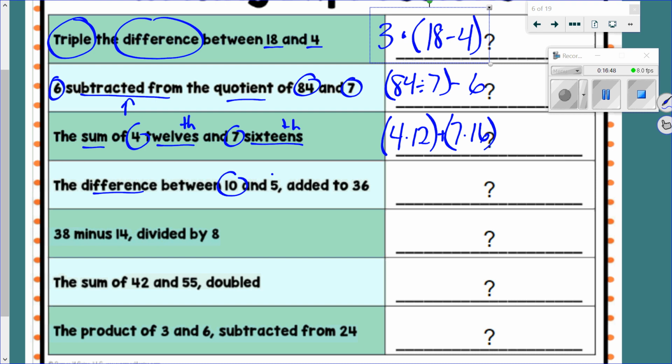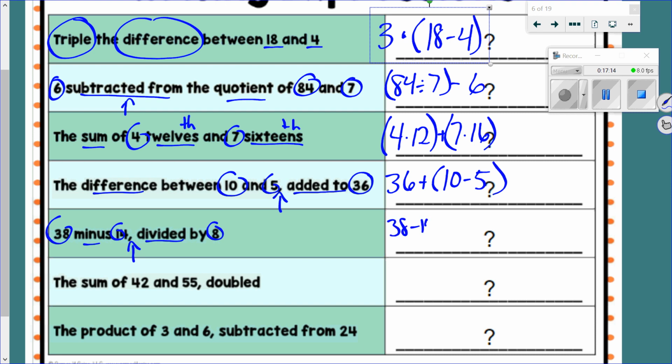Difference between 10 and 5, comma, added to 36. Added to is another one of those flipping phrases. Meaning I should do that one first. 36. And I'm adding the difference between 10 and 5. 38 minus 14, comma, divided by 8. Comma means parentheses. 38 minus 14 divided by 8.